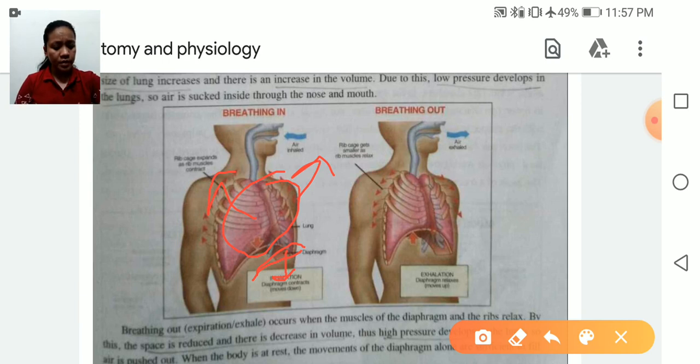Therefore, there is an increase in volume. Due to this, there is a low pressure in the lungs. Therefore, we inhale.